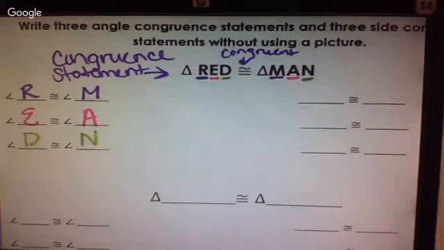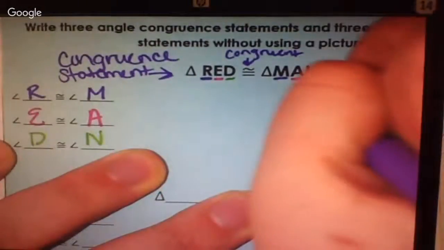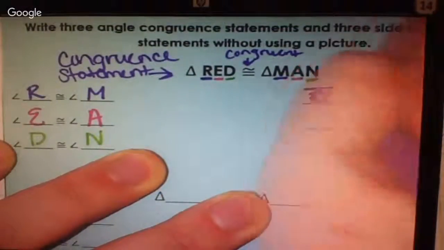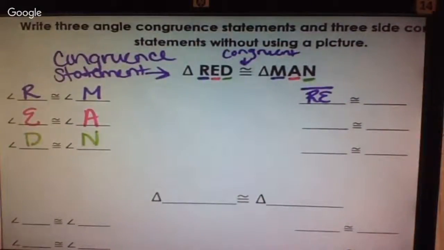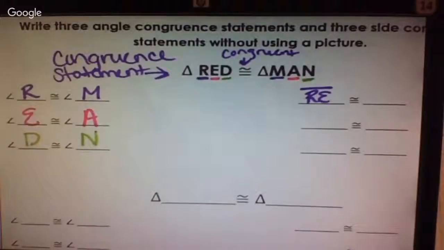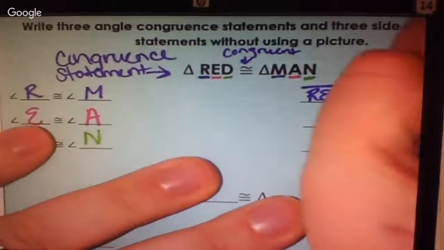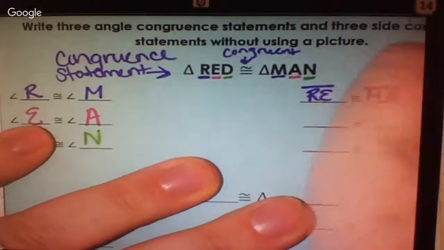Okay. I can also label congruent sides. It is very important that you watch the order that the sides go in. So what I mean by that is if I do side R to E, it has to be M to A. If R corresponds with M and E corresponds with A, it has to go in that order. So M, A.